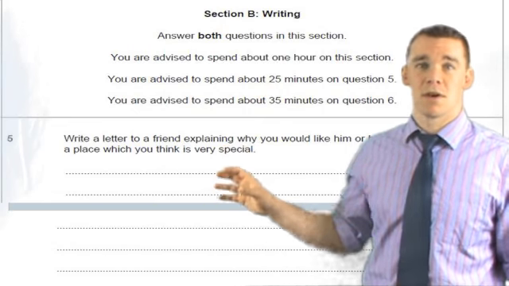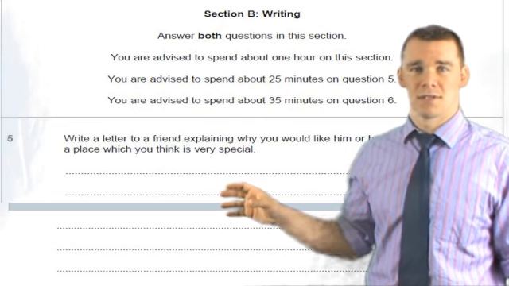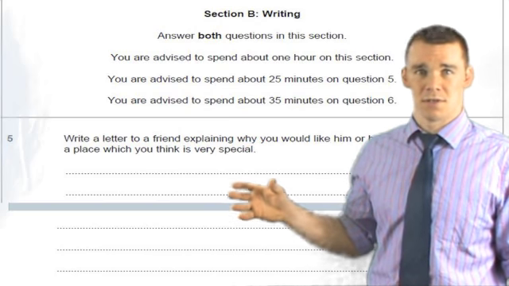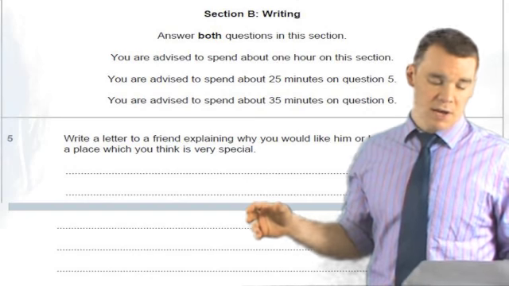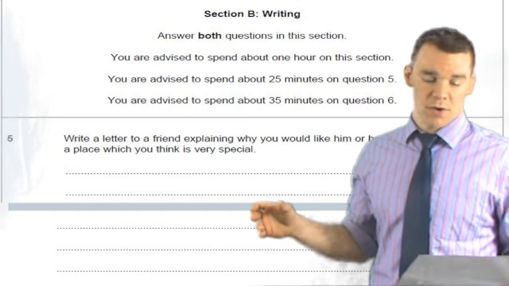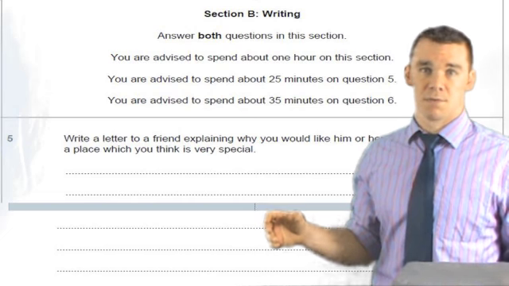Right, so this is an example of the kind of question you might get first up in the writing section. This is the short answer response, the 16-mark question. It says, write a letter to a friend explaining why you would like him or her to join you in a visit to a place that you think is very special.